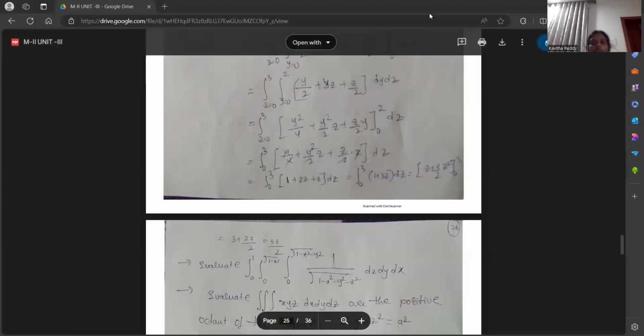After simplification, what will you get here? You will get only z, 1 plus 2z plus z, dz. So integration from 0 to 3, again integrating with respect to z, 1 plus 3z, dz. So here 3 plus 27 by 2. Overall answer is 33 by 2. Then one more problem is there. What is that problem?